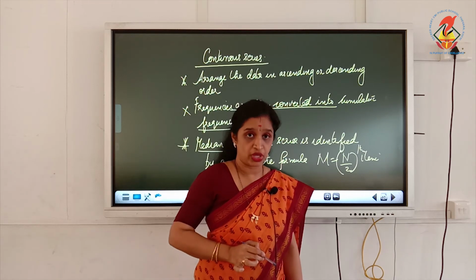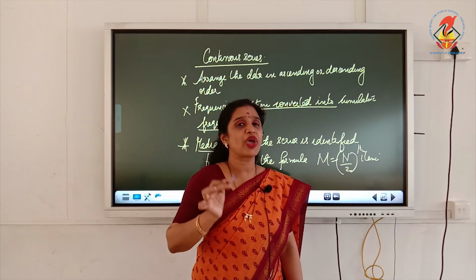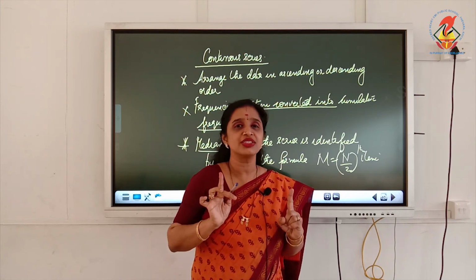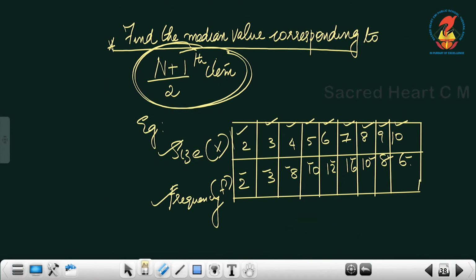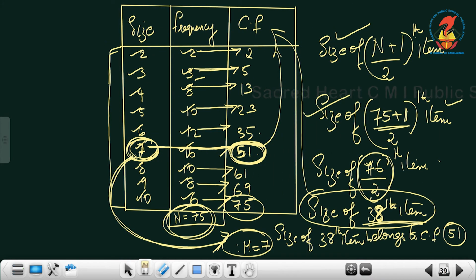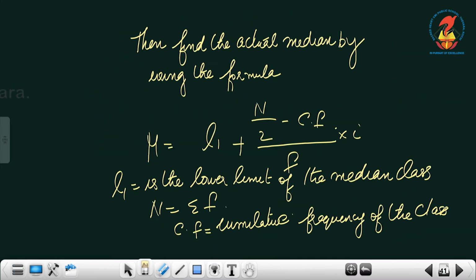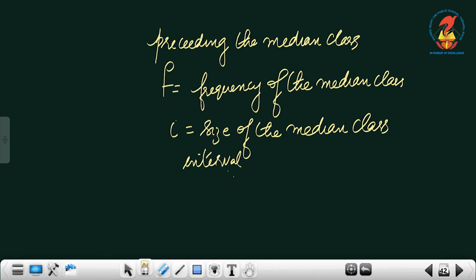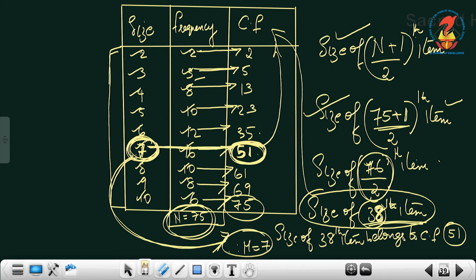Why do we say like that? Because in a continuous series, x values are given in the form of class intervals. See, in the previous example, if 38th item can be accommodated in the cumulative frequency 51, you can find the size corresponding to that, 7. It is a single number because it is a discrete series. But if it is a continuous series, it will be given in the form of class interval. Therefore, we have a different procedure for continuous series. What is that procedure? Let us see what is that procedure.